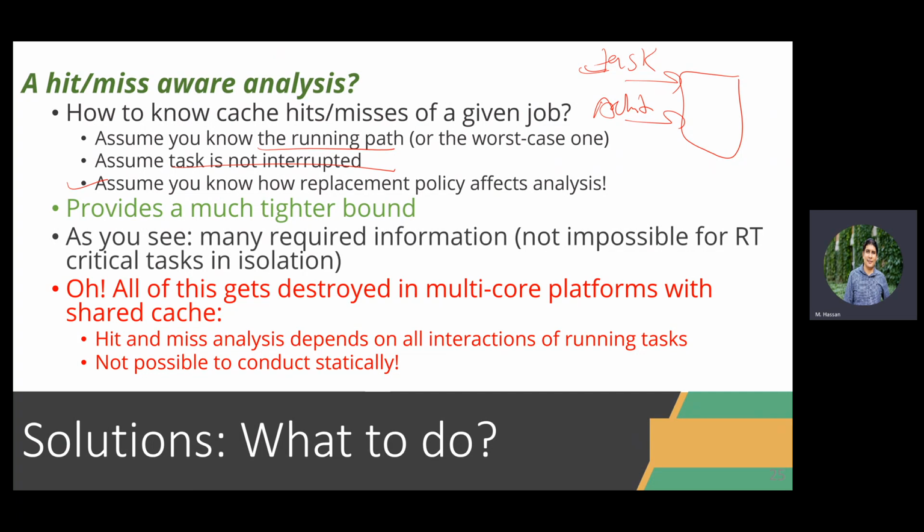Why? Because if you do all of this for a single task in an isolated system, once tasks run together in a multi-core architecture, well, they interfere with each other, they evict each other's lines. There is no way I can really have a hit miss analysis for a task. Why? The exact same example we had before: two tasks running in two different cores, one can evict the cache line of another one. So I cannot really analyze my task in isolation.